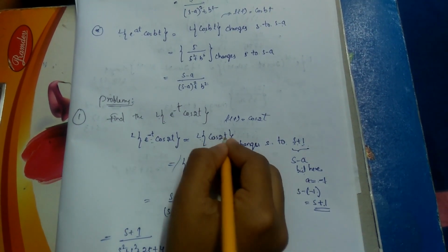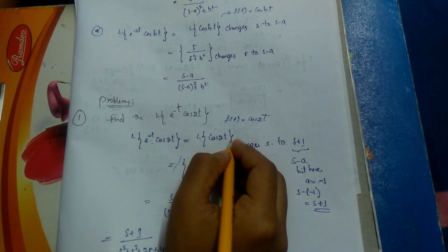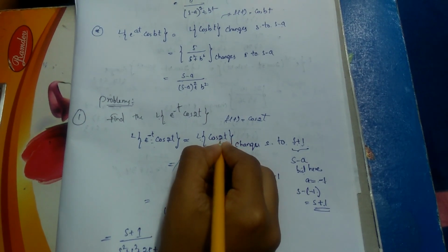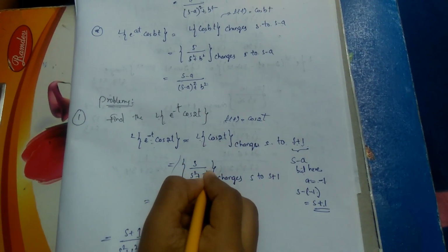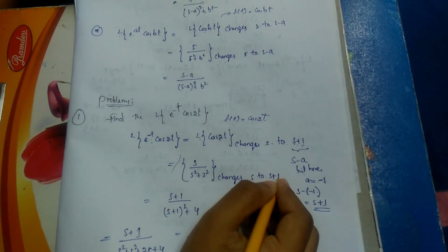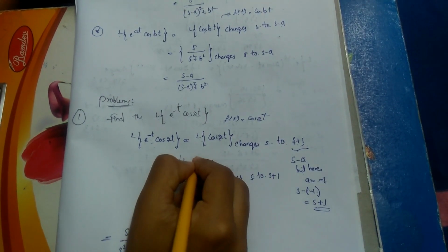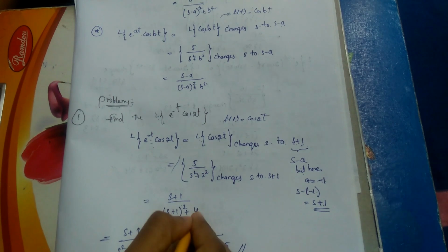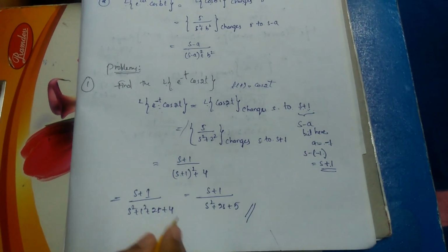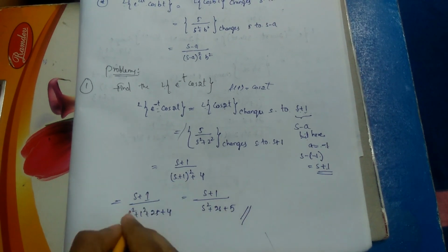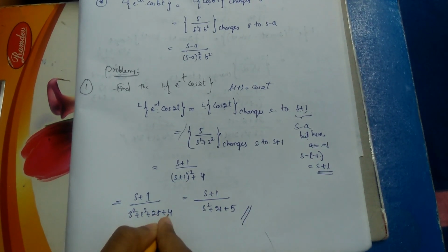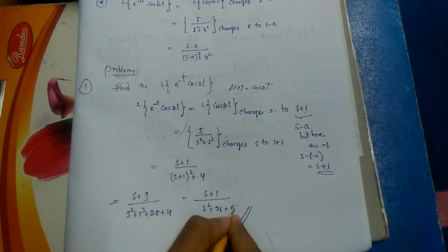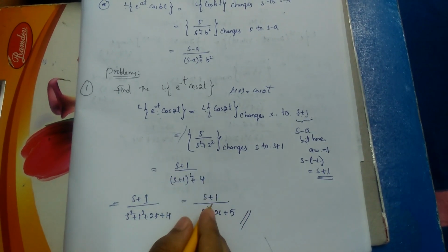So that equals the cos 2t formula, that is s by s square plus a square, Laplace transform of cos at. But here in the place of a we have 2, that is s by s square plus 2 square, changes from s to s plus 1. So here in the place of s we have to substitute s plus 1, that is s plus 1 by s plus 1 whole square plus 2 square is 4. So that equals s plus 1 by s plus 1 whole square is s square plus 1 square plus 2s, plus 4. That is s plus 1 by s square plus 2s, 4 plus 1 is 5. So this is the final transformation of the given equation.